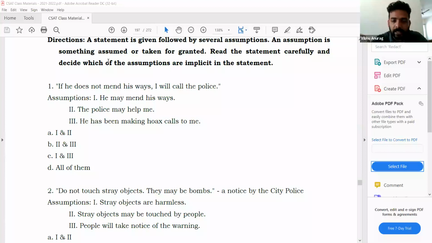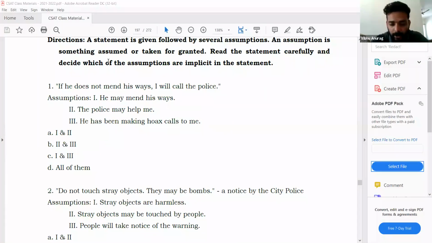So yes, because if he believed that he will not mend his ways, then there is no point in giving a warning. Then he will directly call the police. But he is not directly calling the police. He is saying, if he does not mend his ways, then I will call the police. So yes, he believes that he may mend his ways. One is a valid assumption.